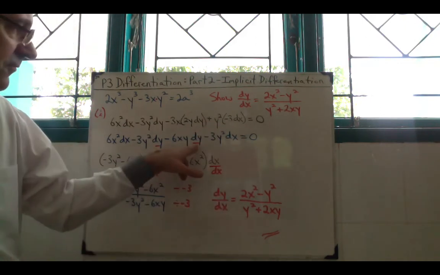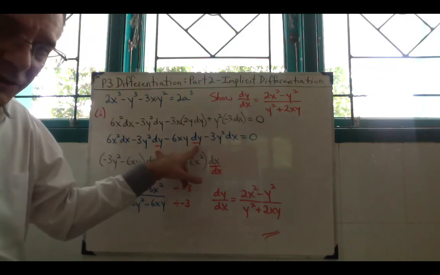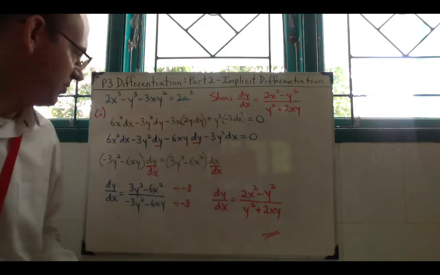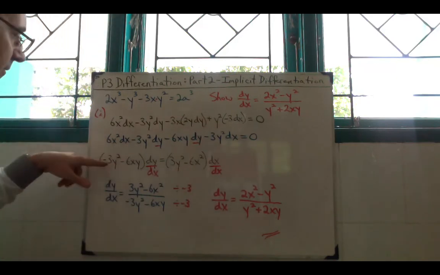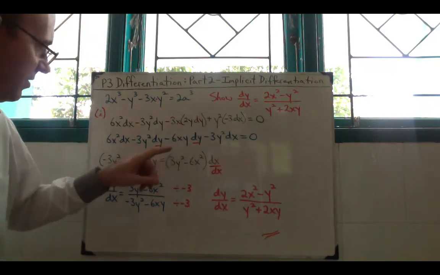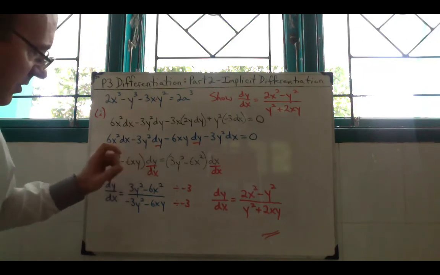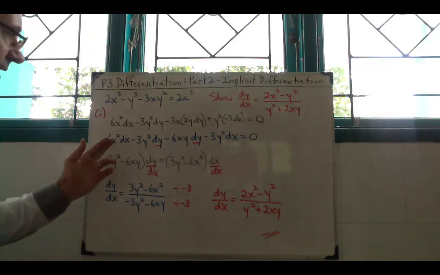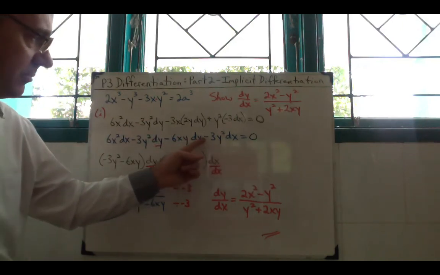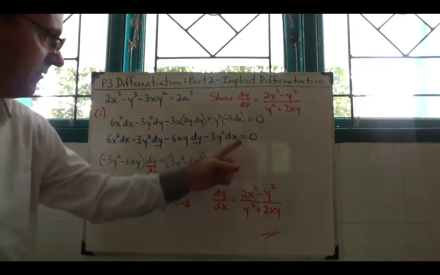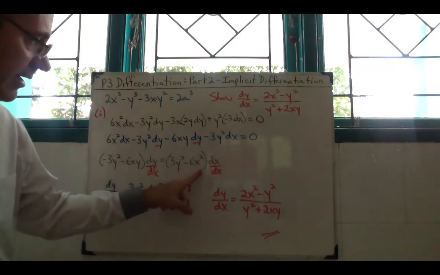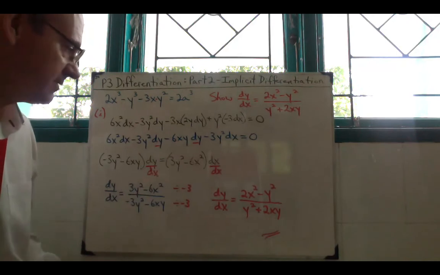Now we identify our dy terms, keep them on the left. We'll move the dx terms to the right. So we have a negative 3y squared minus 6xy times factored out the dy. And then to the other side, we're going to move our dx term. So this one becomes positive 3y squared minus 6x squared. Factor out the dx.